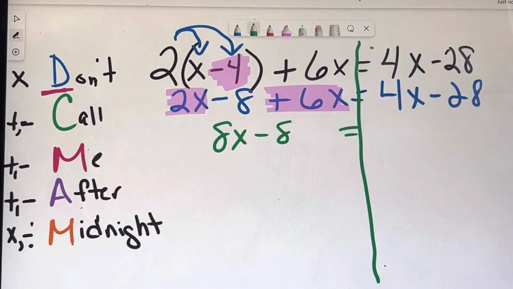And on this side, on the right-hand side, there's nothing to combine. We can't combine the 4x with the 28 because one of them has a variable and the other one does not. So we're going to just leave it as it is and rewrite it. That was combining like terms.